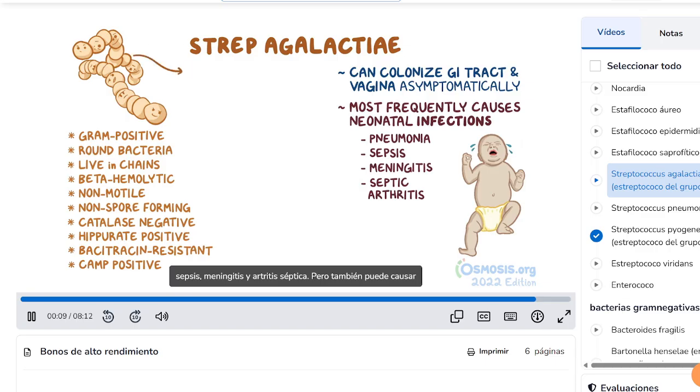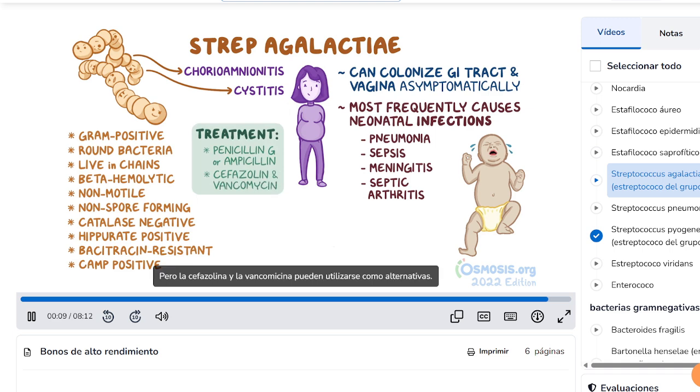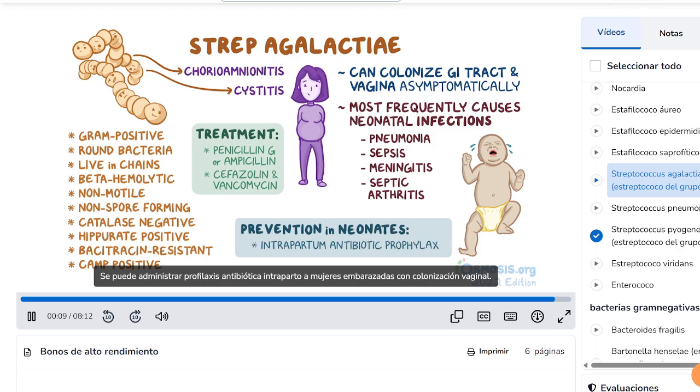But it can also cause chorioamnionitis or cystitis in pregnant females. Treatment relies on penicillin G or ampicillin, but cefazolin and vancomycin might be used as alternatives. To prevent Strep agalactiae infections in neonates, intrapartum antibiotic prophylaxis can be administered to vaginally colonized pregnant females.